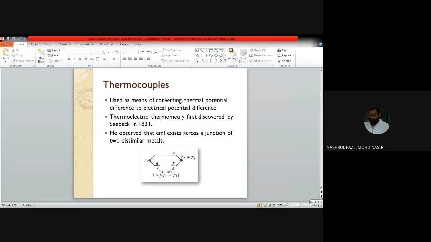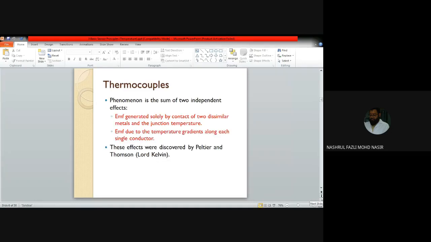Now you see this T1, T2. All these points are important after this. The phenomenon is the sum of 2 independent effects. First, EMF generated solely by contact of 2 dissimilar metals and the junction temperature. Second, EMF due to the temperature gradients along each single conductor. These two give the phenomenon for the thermocouples.